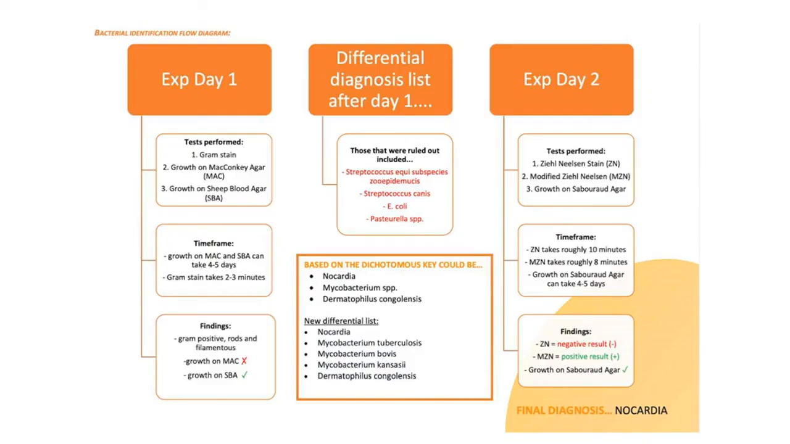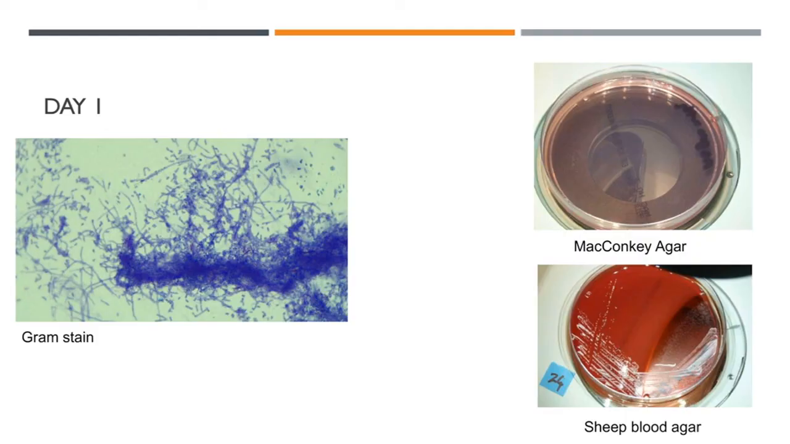Here is our overall diagram of how we came to our final diagnosis of Nocardia, and it shows all the tests that we ran. On day 1, we received our Gram stain and our results for growth on MacConkey and sheep blood agar. The findings showed that our bacteria stained Gram positive, and they were rods and they were filamentous. And our organism grew on sheep blood agar but did not grow on MacConkey agar.